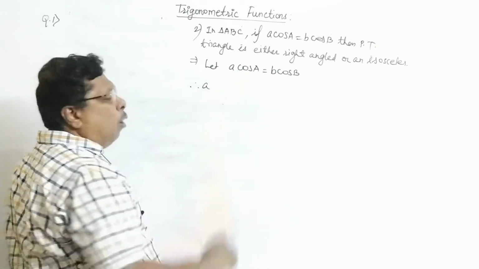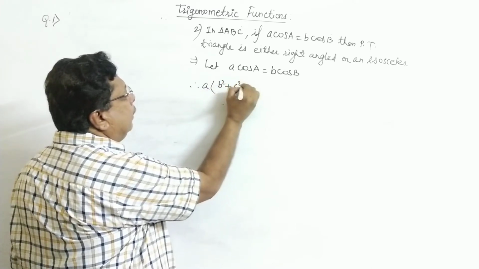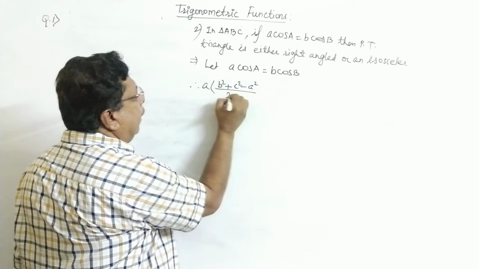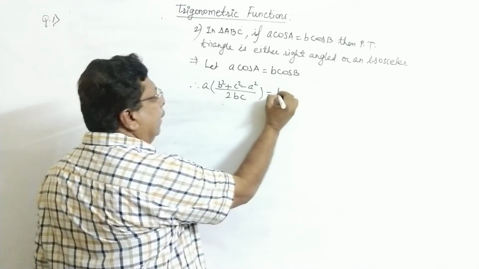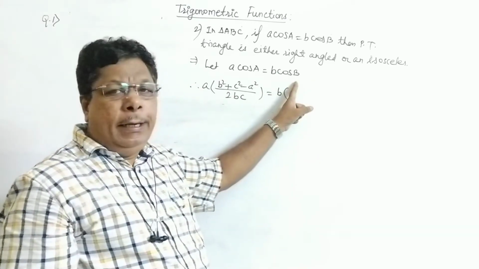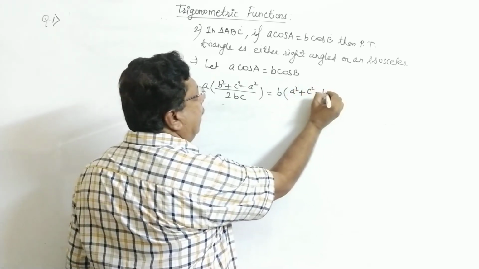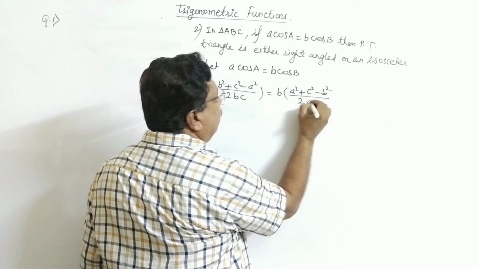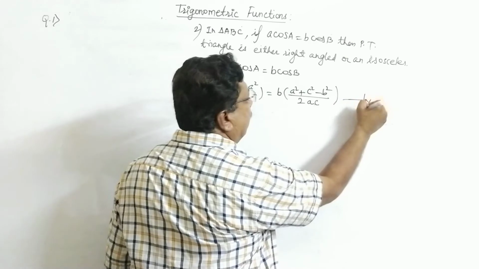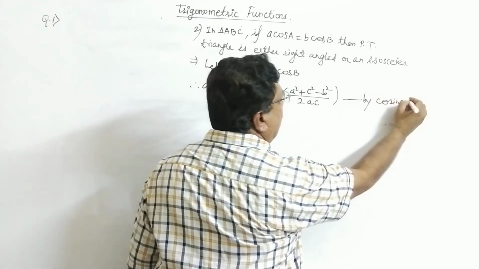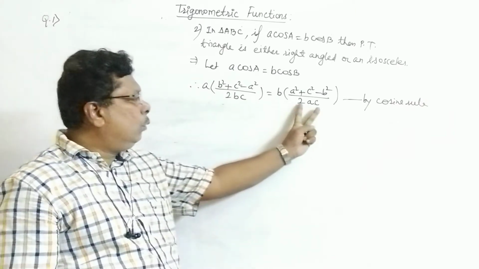Therefore, A, what is cos A? Cos A is B square plus C square minus A square upon 2BC, equal to B, value of cos B from the cosine rule, that is A square plus C square minus B square upon 2AC, by cosine rule.